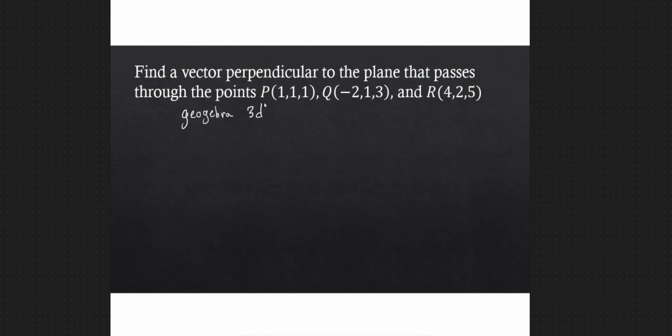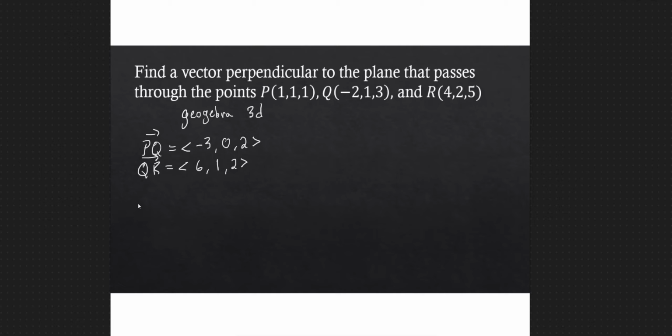So I want to take PQ. Let's find PQ first, and I want to find QR. So PQ, -2 minus 1, this is going to be -3. 1 minus 1, that's 0. 3 minus 1 is 2. QR, 4 minus -2, that's 6. 2 minus 1 is 1. 5 minus 3 is 2. All right, there's my vectors PQ and QR.